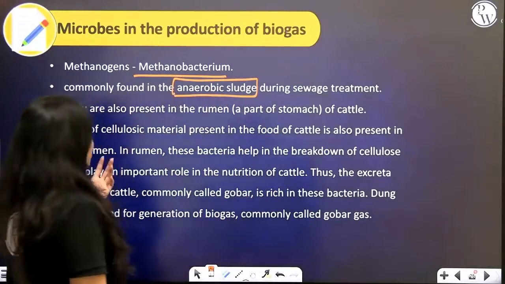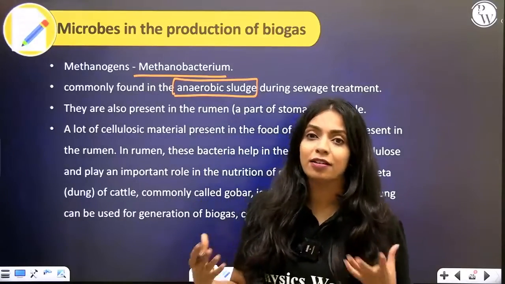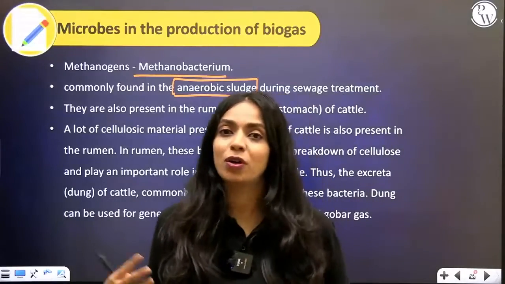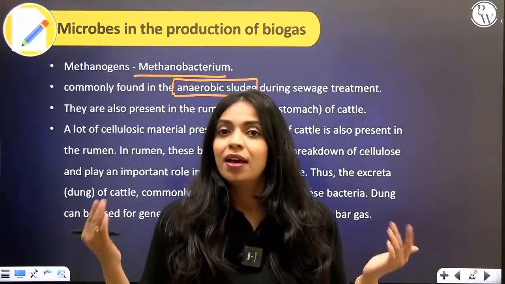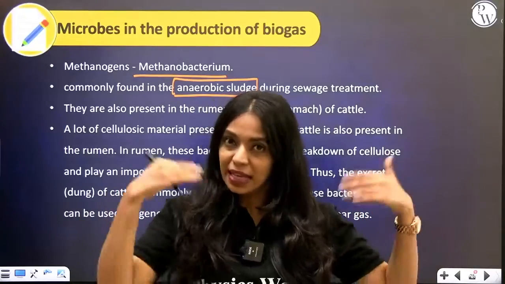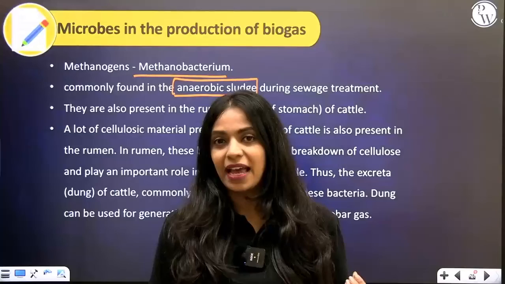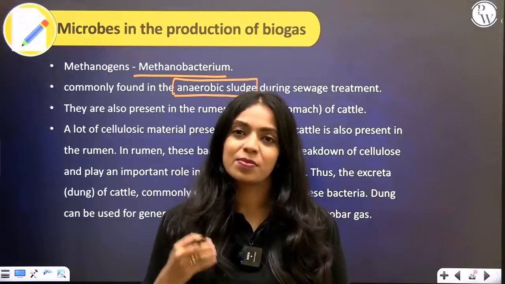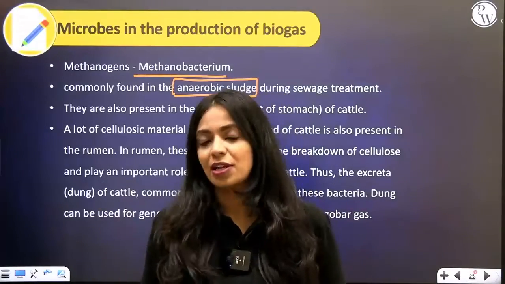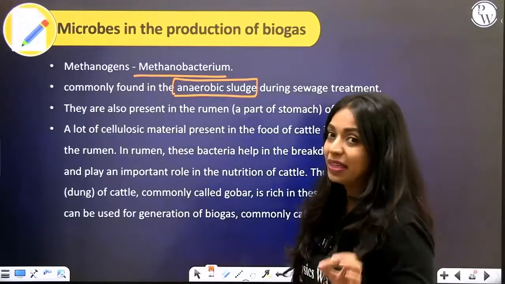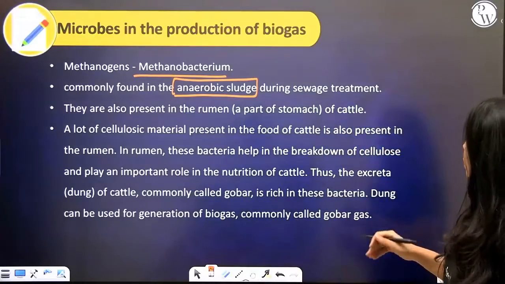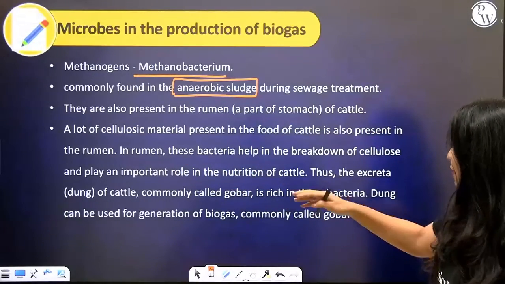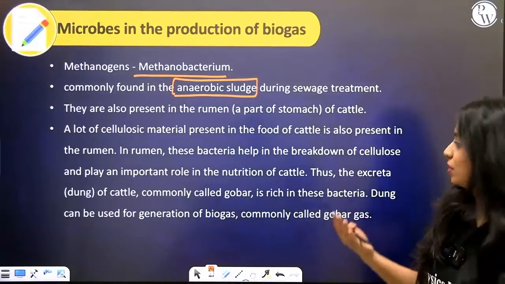Okay. Apart from that, you can also find it in the dung of cattle, in cow dung, because cattle feed on plants. Plant cells have cellulose. Since they themselves cannot digest cellulose, in the alimentary canal of these cattle there is an organ that we call the rumen. Within the rumen of these organisms, methanogenic bacteria will be present. They will act on the cellulosic material and will produce methane and carbon dioxide and water. All right. So a lot of cellulosic material present in the food of cattle is also present in the rumen. These bacteria help in breakdown of cellulose and play an important role in the nutrition of cattle.